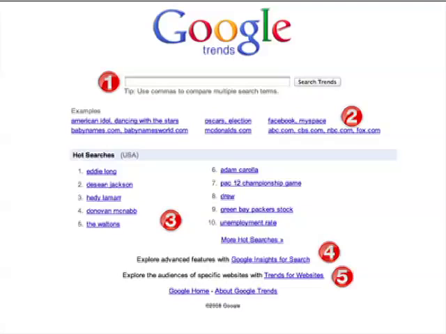Google Trends, again, helps give us the distribution, the standard deviation, the median, the trends, the ups, downs, sideways, and so on. So what we can do is in the number one area, we can put in multiple search terms or single search terms. We can look at some of the trends here: American Idol, baby names, Oscars, and so on, whatever's topical at the time. Number 3, we can see some hot searches.